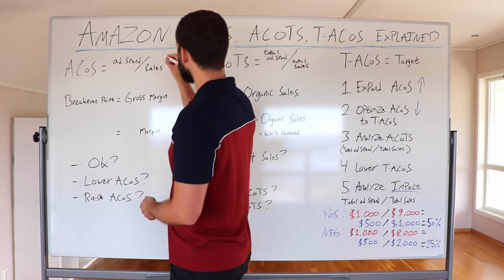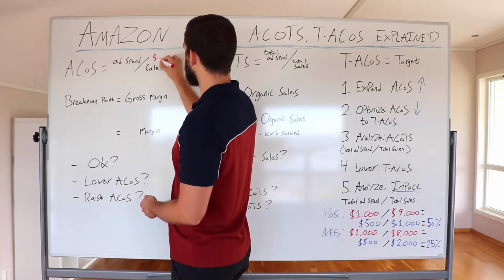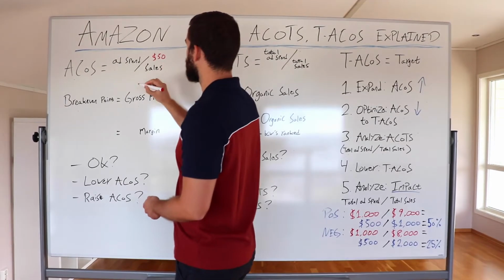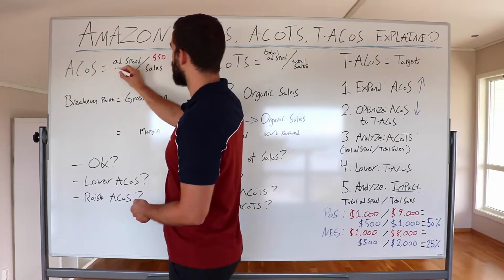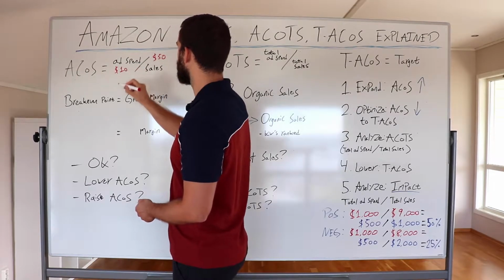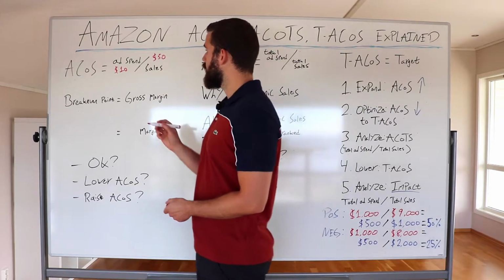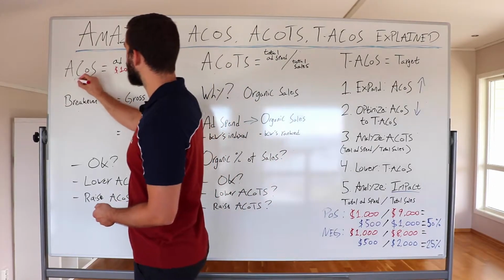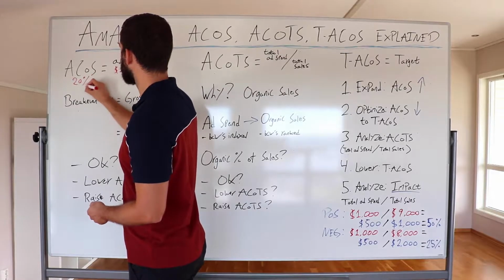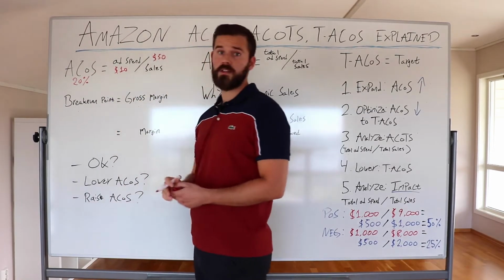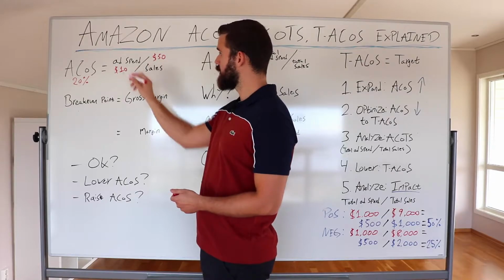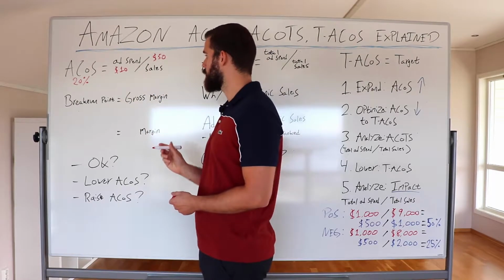So let's say, each time you sell your product, that's $50. And to generate one sale through your ads right now on Amazon, you're paying on average $10. This will give you an ACoS of 20%. So your ACoS would be 20% in this case, right? It's just 10 divided by 50, 20%.